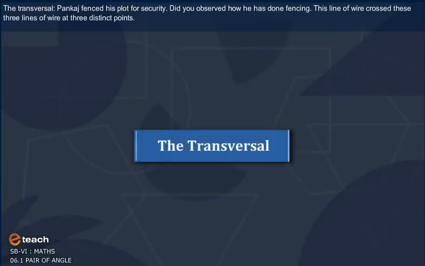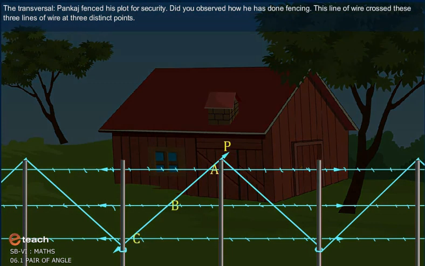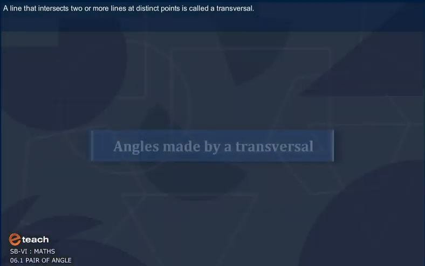The transversal. Pankaj fenced his plot for security. Did you observe how he has done his fencing? This line of wire crossed these three lines of wire at three distinct points. A line that intersects two or more lines at distinct points is called a transversal.